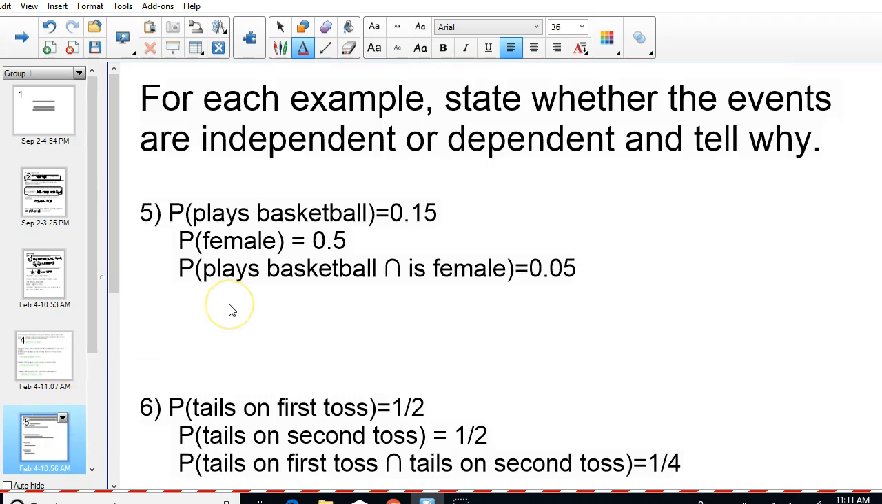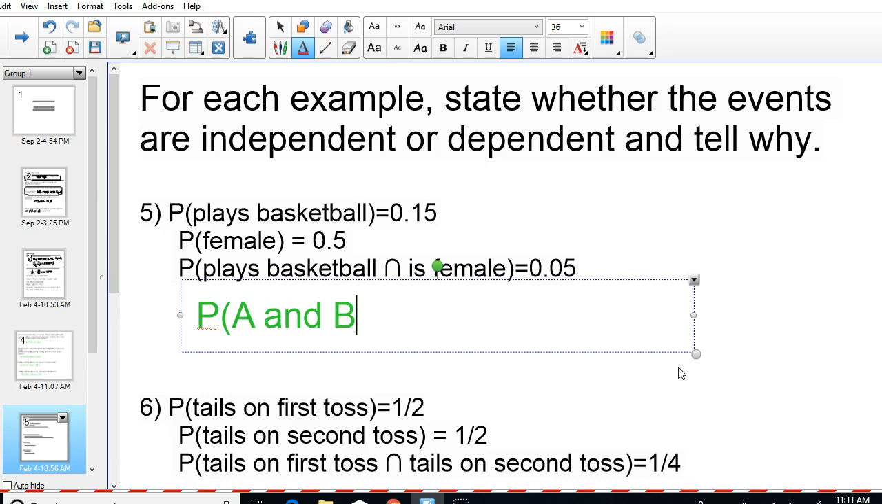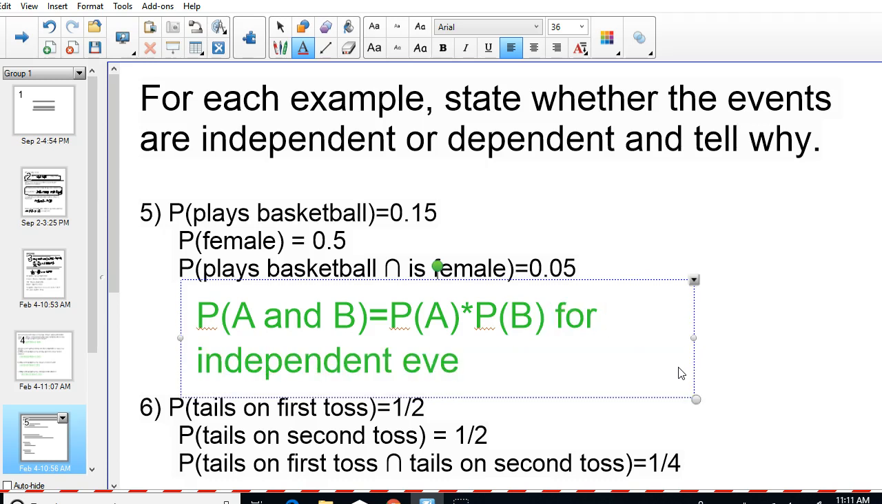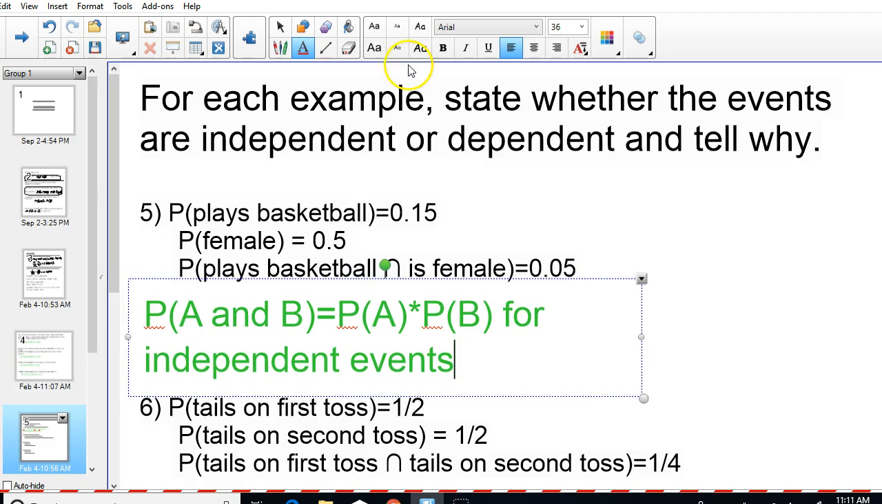Okay, let's look at the next one. For each example, state whether the events are independent or dependent and tell why. Okay. All right, so what you're going to do for this is you're going to use the rule. So probability of A and B is going to equal the probability of A times the probability of B for independent events. Okay, so slide this over here.